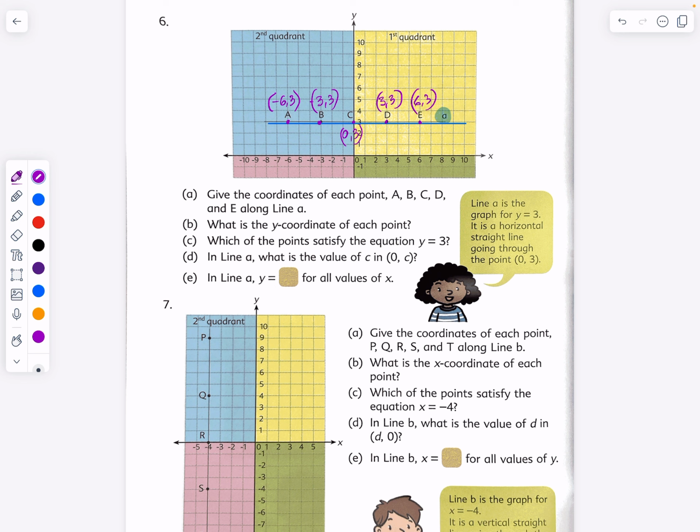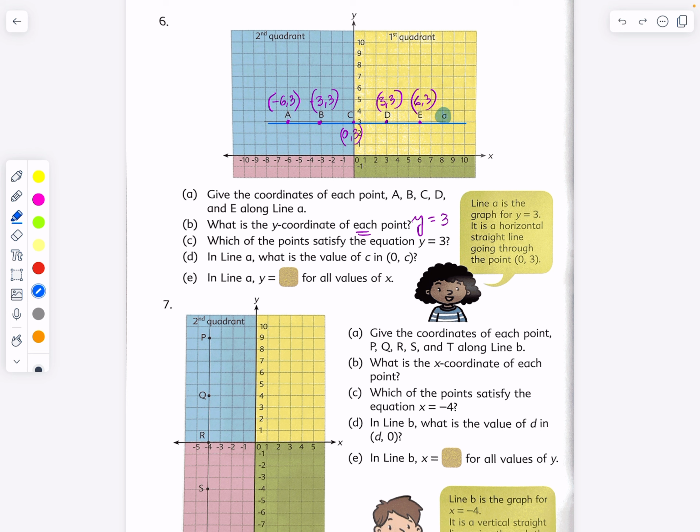I want you to pause this video and look at the pattern among all these points. Think, what kind of rule does this pattern follow? I hope you give it a chance and thought for yourselves. So we do have the coordinates for points A, B, C, D, and E that belong to line A. What is the y coordinate for each point? Well, y is always equal to 3.